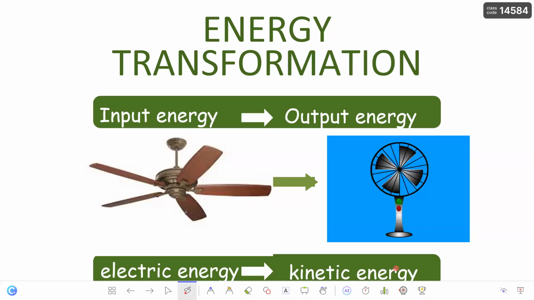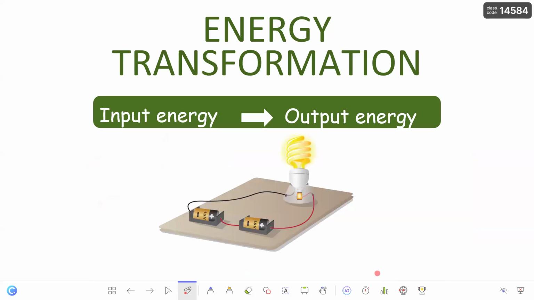So here, the electric energy, which is needed to start working, is transformed into kinetic energy when the fan works. Again, the input energy is the energy that is needed to do work, while the output energy is the energy released after working. The fan needs electricity, so it has electric energy, but when it works, it starts to move. Energy of motion is called kinetic energy. So the input energy, which is the electric energy, transforms into kinetic energy, which is the energy of motion.